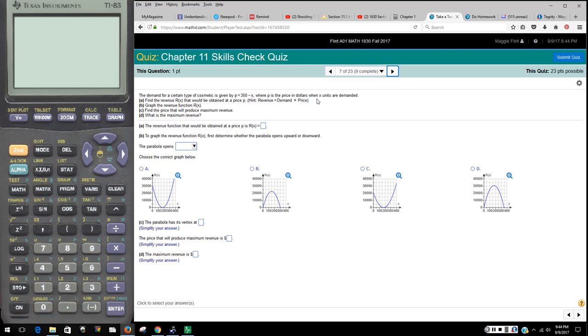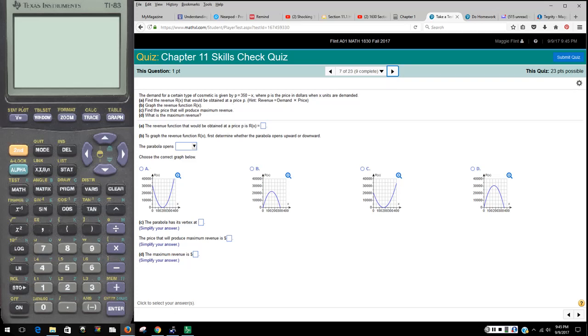And this is a problem straight out of finite math, Math 1630, that we would have seen last time, but again, you may have forgotten. It may be a little rusty. So they want us to find the revenue, and they give us the hint that revenue is the demand times the price. And this says X units are demanded, and this is the price.